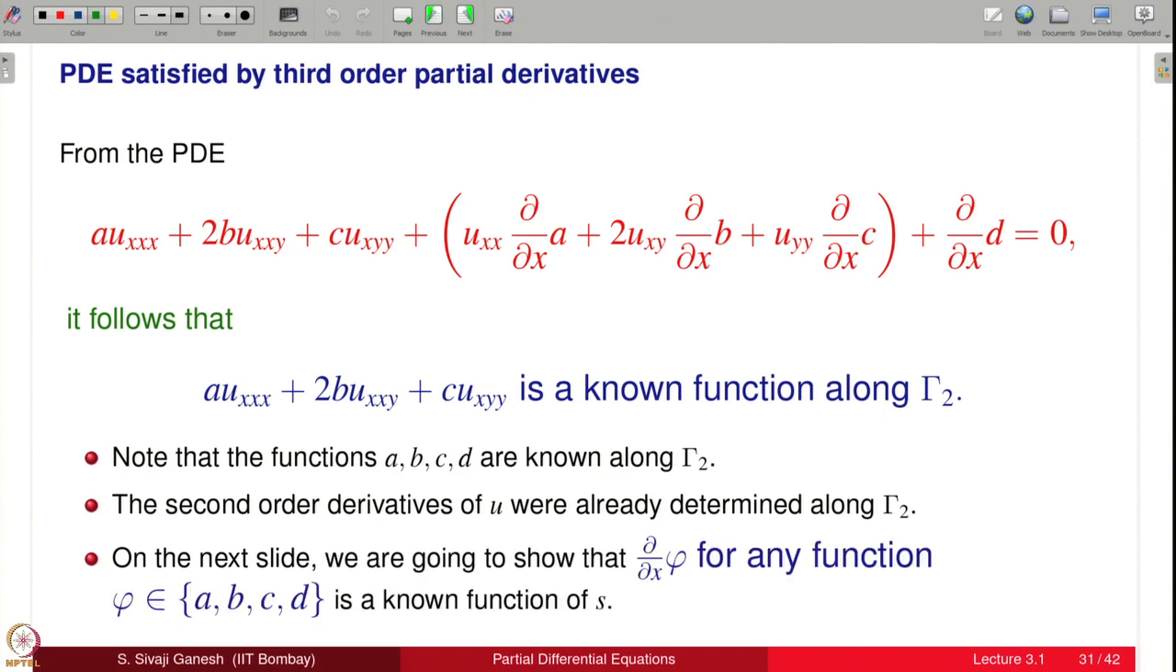And on the next slide, we are going to show that dou by dou x of phi, for any of these functions A, B, C, D, is a known function of S. And then it follows that these are all known functions of S, and hence this quantity is a known function of S. That means this particular combination of u triple x, u double x y and u x double y is a known function of S.